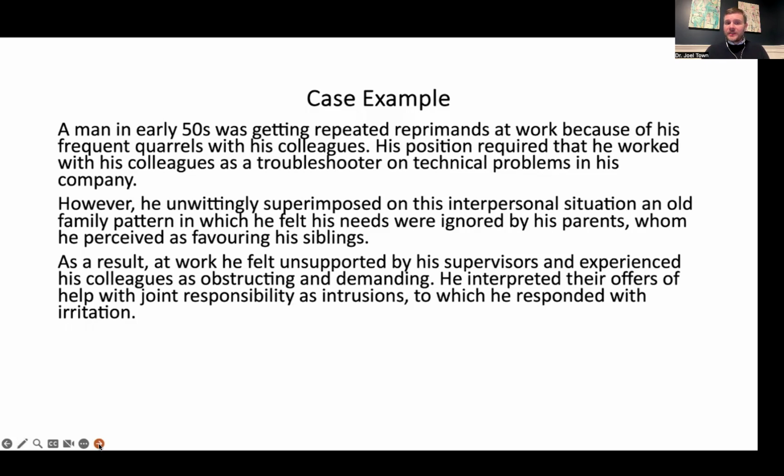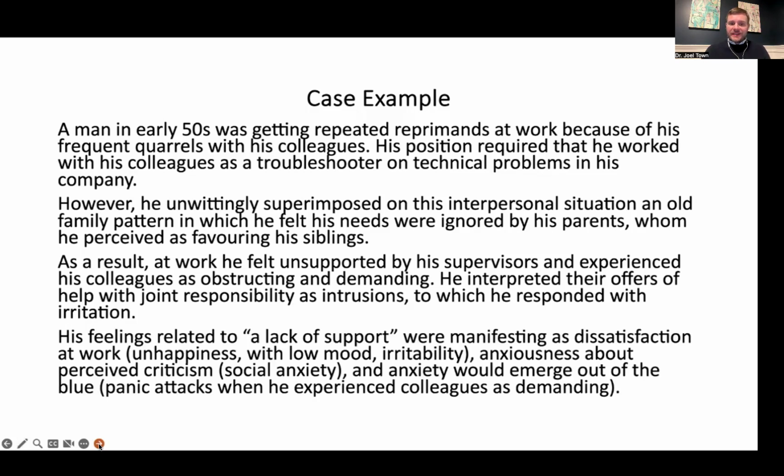But in fact, what we could assume would happen for this person is that instead of being able to feel his emotions about the perceived feeling unsupported, what he ended up doing here is he started to avoid his feelings and in fact start feeling dissatisfied at work, feeling unhappy, low mood, irritability.